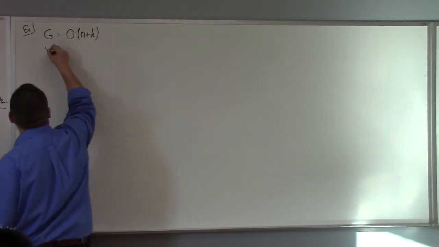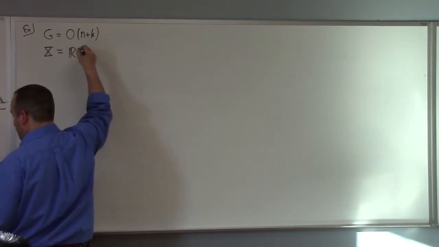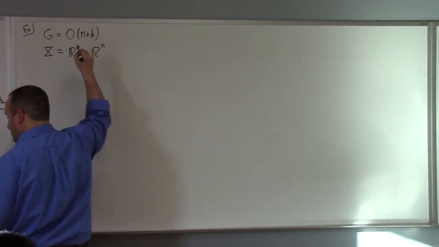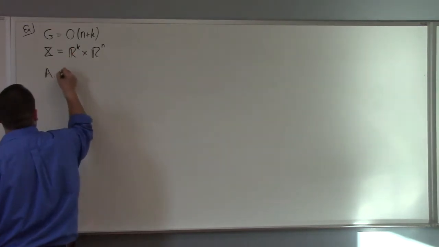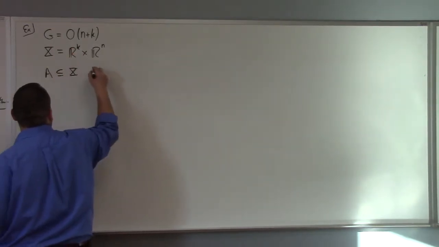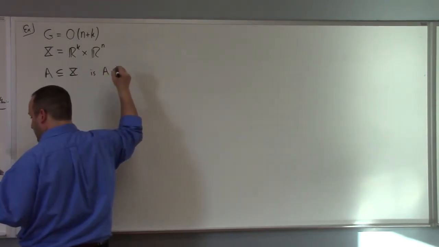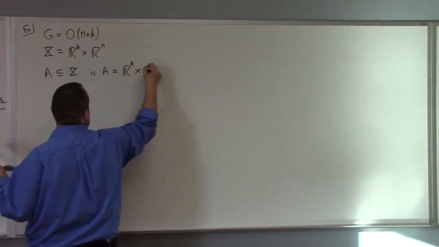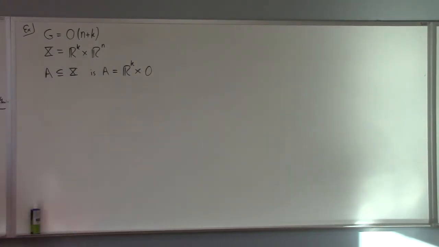And X is equal to Rk cross Rn. And this subset A of X that he wants to fix is Rk cross 0. So the question is, what kind of orthogonal matrices fix A?